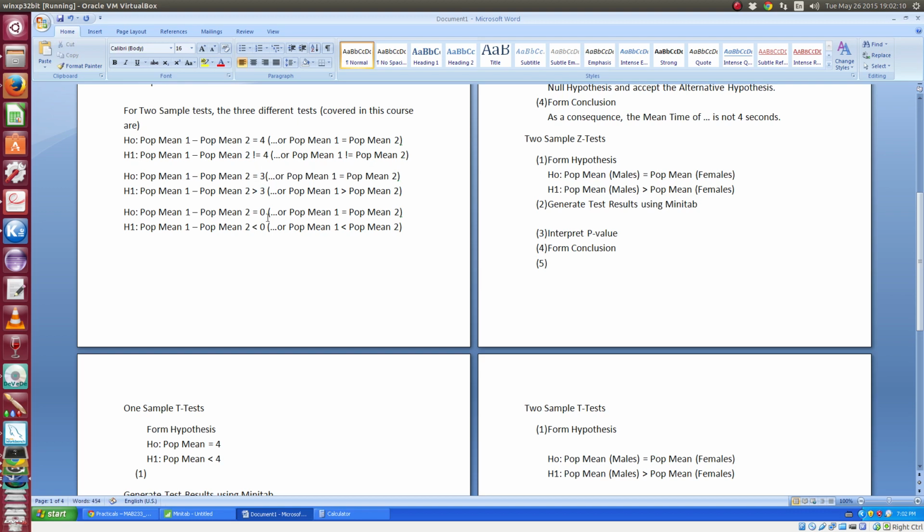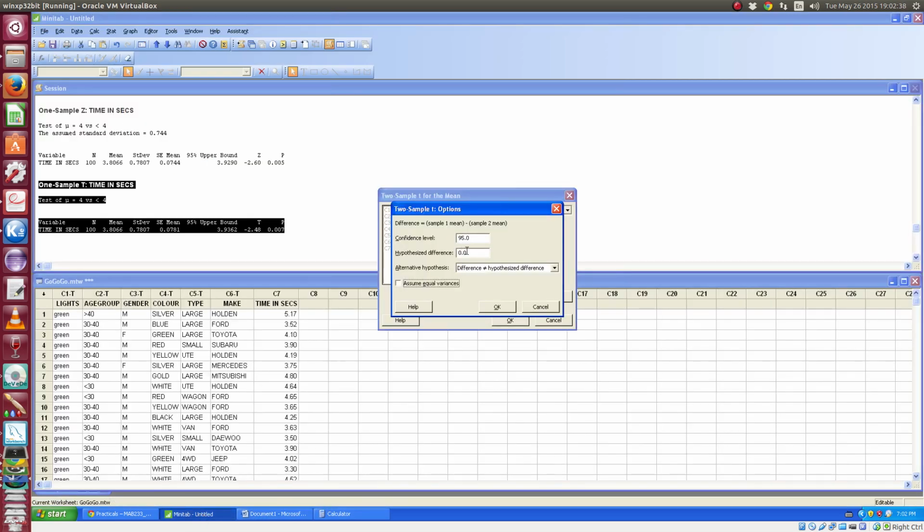What if we have these? Then the way this would change is it would be population mean 1 is equal to population mean 2 plus 3, or population mean 1 is greater than population mean 2 plus 3. So basically if we want to set a minimum difference between the two, we can. However, for what we've been taught in class, we've only ever dealt with the 0 case. But if you want a minimum difference, then by all means you can do that as well. In our case, the hypothesized difference is going to be equal to 0.